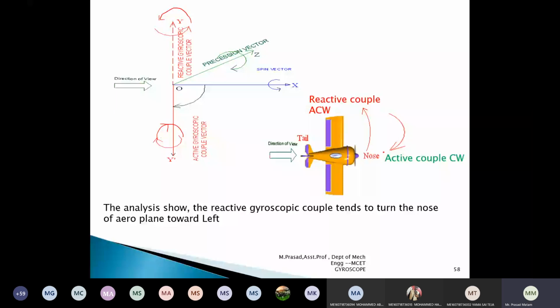It is moving upwards. Means, with respect to my view, this is my left side and this is my right side. How does the aeroplane turn? Aeroplane turns towards the right side. Got it. Now, seventh case.